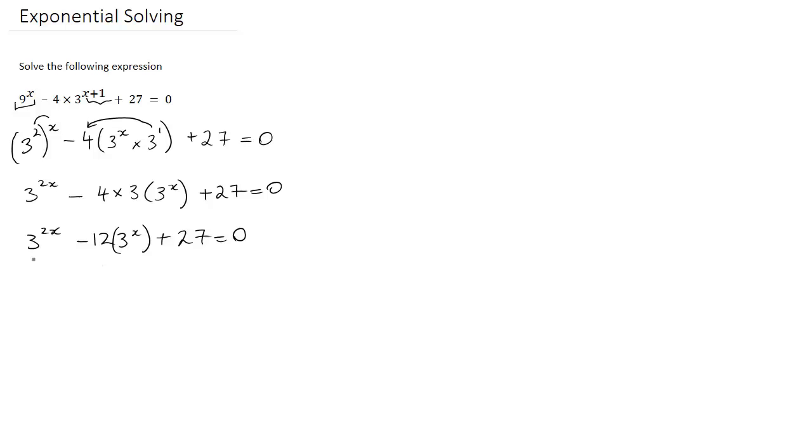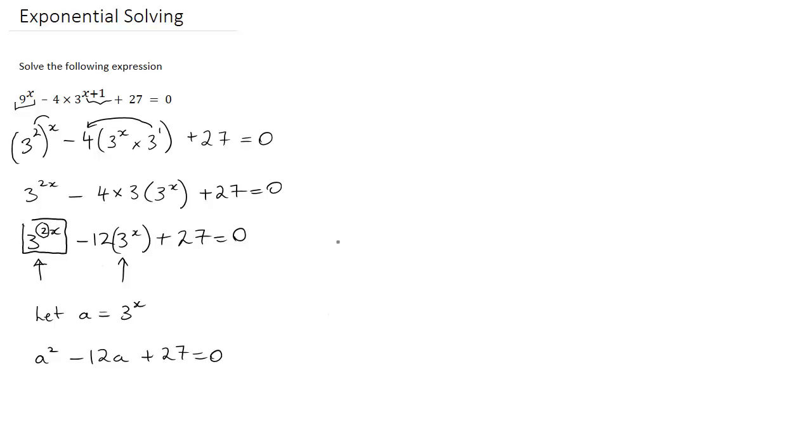Now this is where you can see a pattern. It's a quadratic, so because the power here is squared, the power here is just x, and then you have a constant. So what you can do is you can let a be equal to 3 to the x, and so where we had this expression here, we can replace that with a squared. Okay, so minus 12 times by a plus 27 equals to 0.